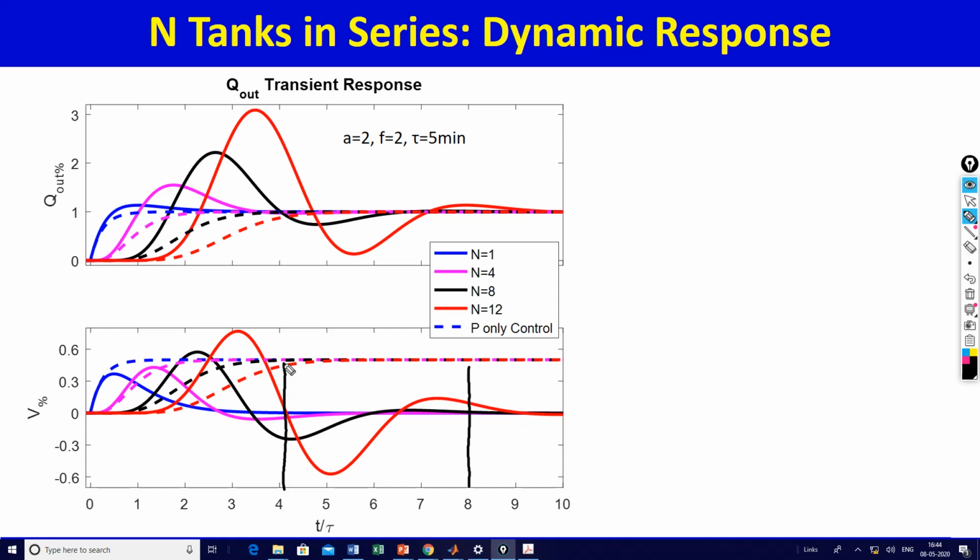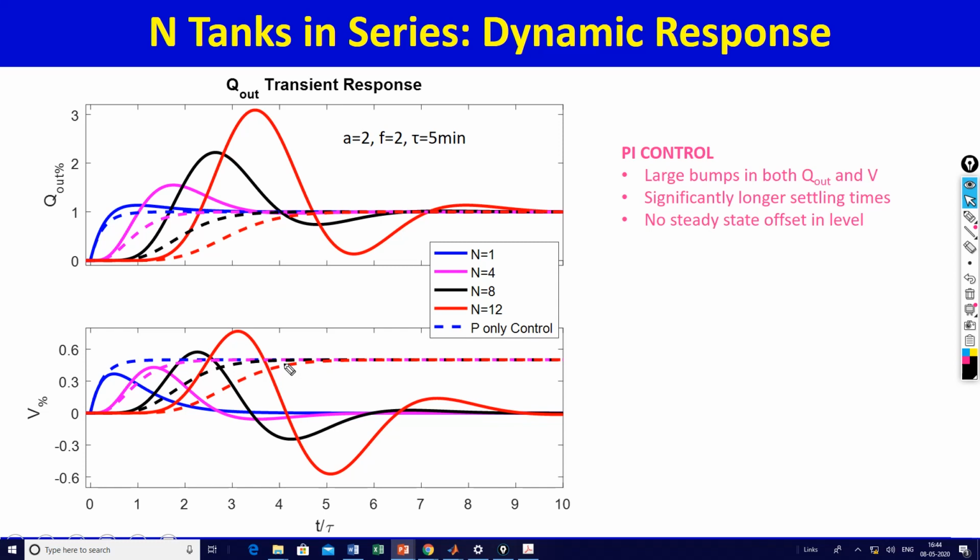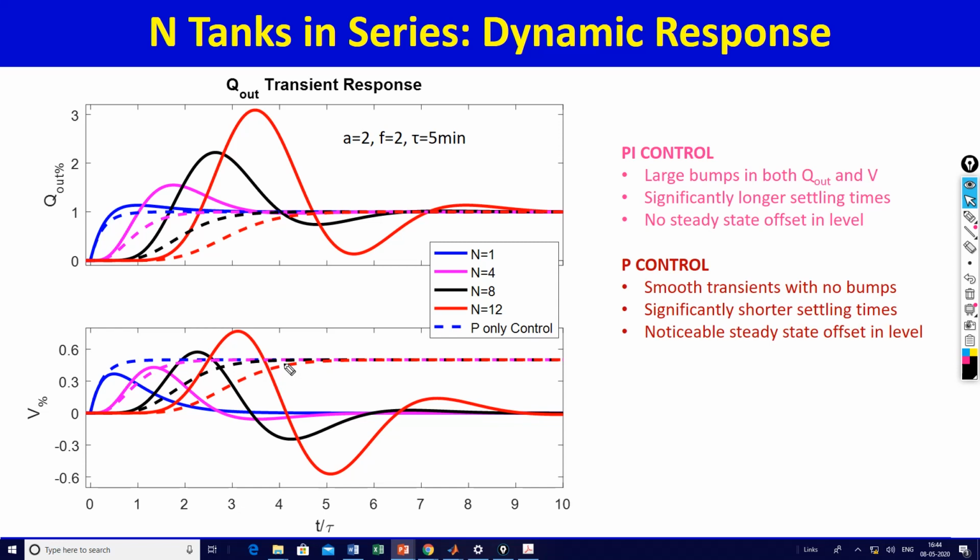Yeah, so the P control response is much faster, no bumps. The PI response is bumpy, more sluggish. Yeah, so that's sort of the conclusion that we get. So PI control, you get large bumps in both Q out and V, significantly longer settling times compared to P controllers. There is no steady state offset in the level, even though we have not shown it, but we understand from previous results. P control, smooth transients with no bumps, significantly shorter settling times. There is a noticeable steady state offset in level as seen in the previous result.